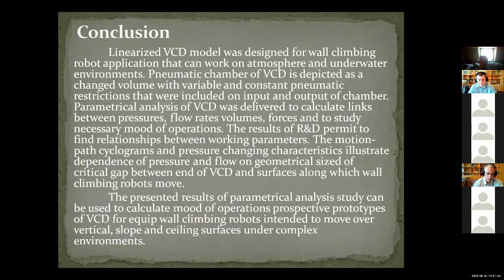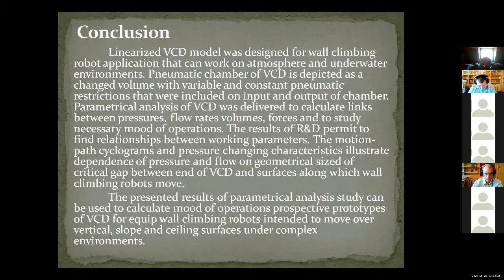And conclusion. A linearized vacuum contact device model was designed for wall climbing robot application that can work in atmosphere and underwater environments. The pneumatic chamber of the vacuum contact device is depicted with its changing volume, with variable and constant pneumatic restrictions included at the input and output of the chamber. Parametrical analysis of vacuum contact devices was performed to calculate links between pressures, flow rates, volumes, forces, and to study necessary modes of operation.